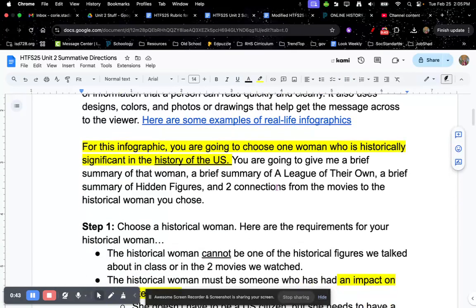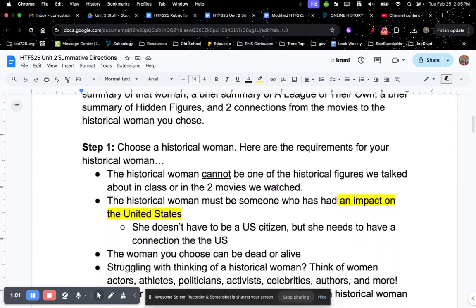For this infographic, you're going to choose one woman who is historically significant in the history of the United States. You're going to give me a brief summary of that woman, a brief summary of A League of Their Own, a brief summary of Hidden Figures, and two connections from the movies to the historical woman you chose. Step number 1. Choose a historical woman.